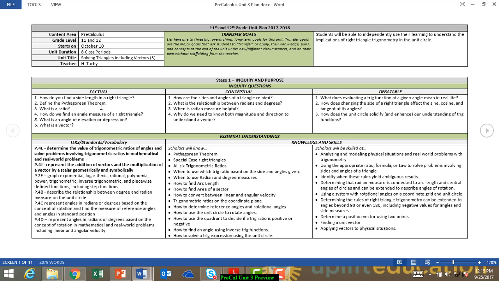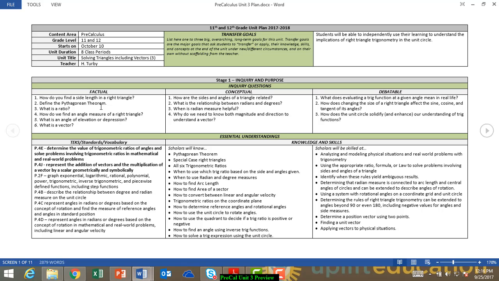Finding an angle in a right triangle, angles of elevation, angles of depression, what is a vector? They all go together. Conceptually, we're looking for how triangles relate, what is the relationship between radians and degrees, and there's specifically an investigation in this unit that will be talked about at the round table coming up very shortly. We also need to know what magnitude and direction implies when we're talking about vectors.